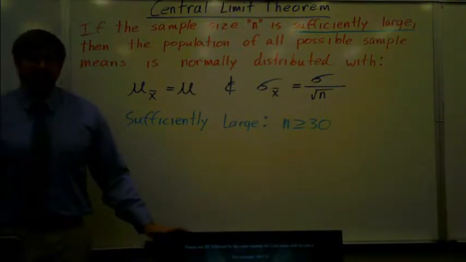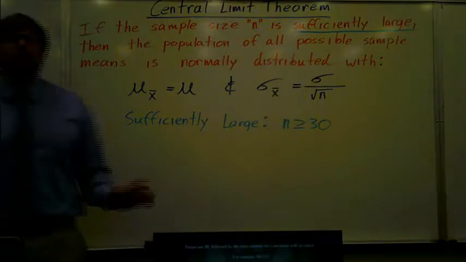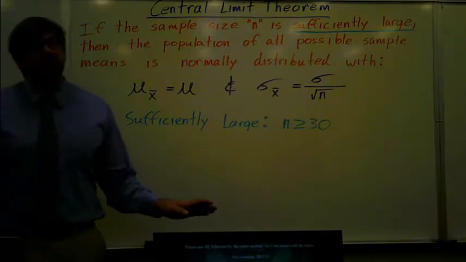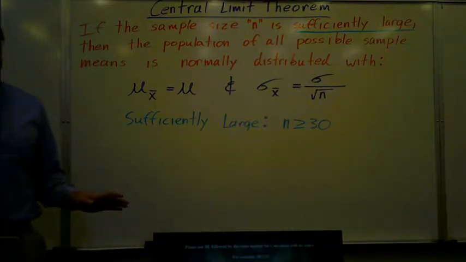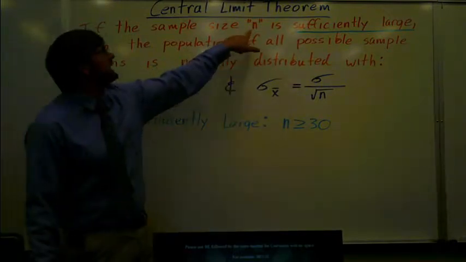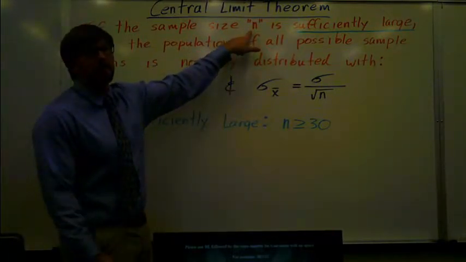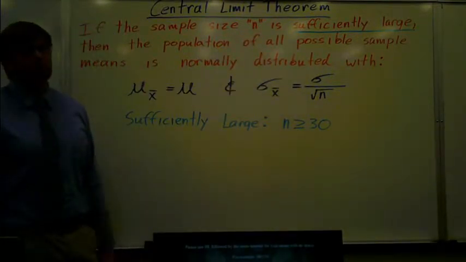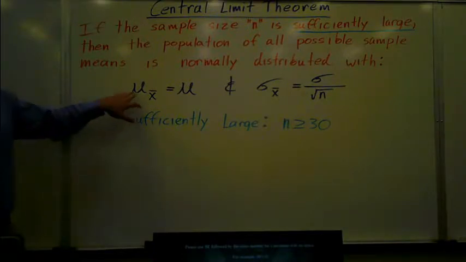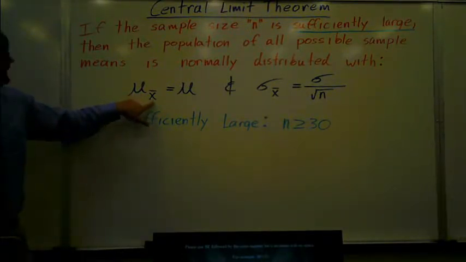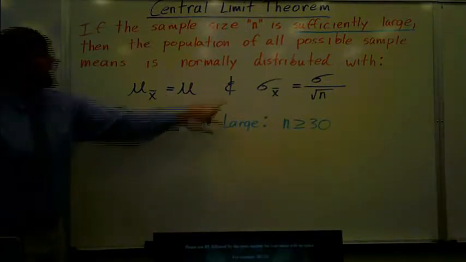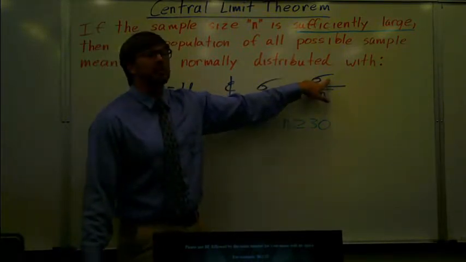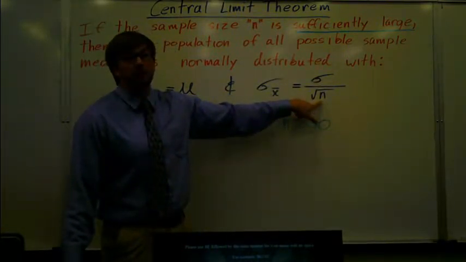So basically what that means is that although the population itself might not have a normal distribution, it might be skewed left, skewed right, it might be a normal distribution, if your sample size n, or the sample that you take from that population, is large enough, then that is going to follow the normal distribution. And then you end up with a situation where the mean of your sample means is equal to the population mean, and the standard deviation of your sample means is equal to the standard deviation of your population divided by the square root of the sample size.